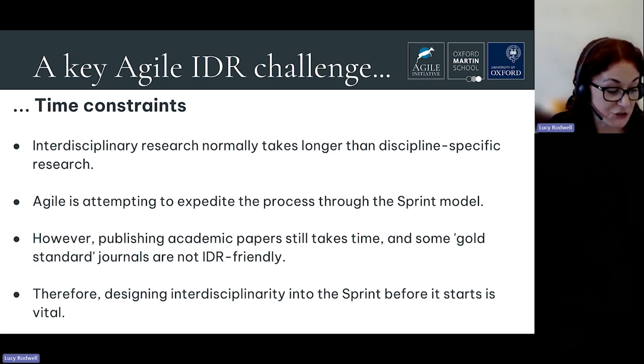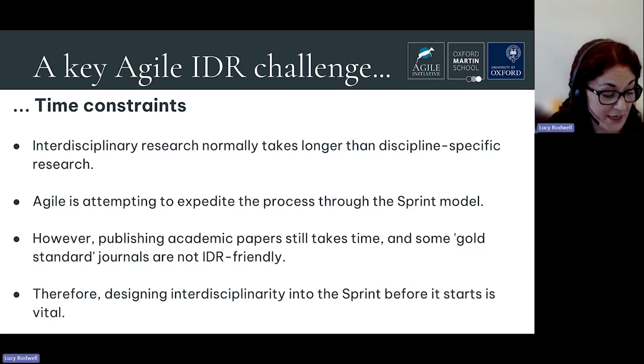We expect sprints to produce a primary non-traditional output supported by an academic paper published in an open access peer-reviewed journal. However, publishing still takes time, as peer review and responding to reviewer feedback are time-consuming. Also, not all of the gold standard open access journals are willing to publish interdisciplinary papers. However, I should note that as part of our commitment to culture change, Agile has been in conversation with the Nature journals on the potential to expedite their review processes and incorporating more interdisciplinarity within their journals.